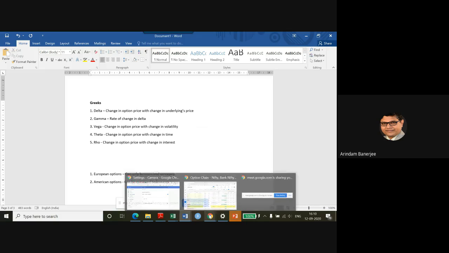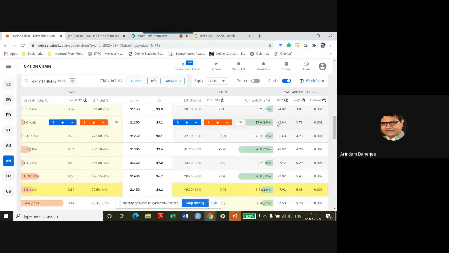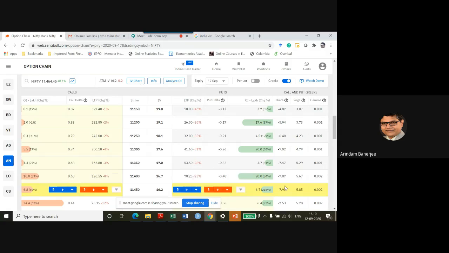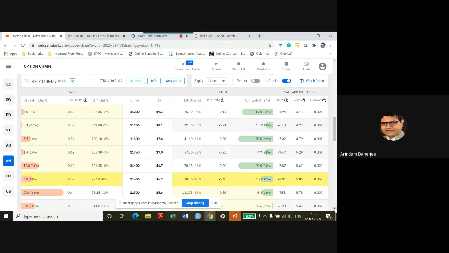So in this option chain also we can see they have considered these 4. One is delta, call delta, put delta, then theta, then vega and gamma, right? One important thing to notice here is that this theta is always negative, because the value of an option always decreases as it comes nearer to the time of expiry. So theta cannot be positive for an option. So theta is always negative, right?